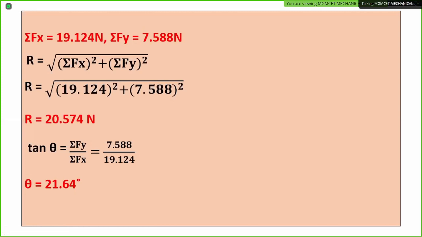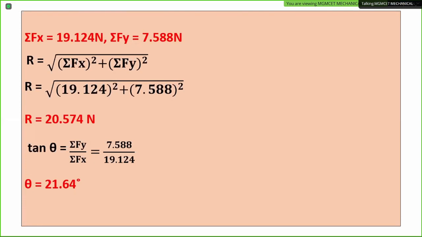And in the previous lecture, I have explained that in the concurrent force system, no need to find out the point of application because all the forces are passing through the same point. Resultant will also pass through the same point. So here I can conclude the resultant of the force system is 20.574 and its inclination with x-axis is 21.64 degrees and it will pass through the same point through which all the forces are acting.